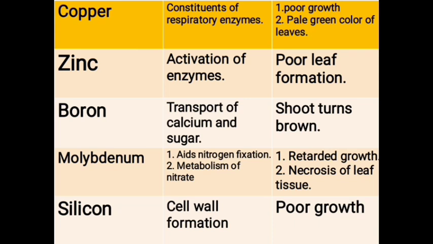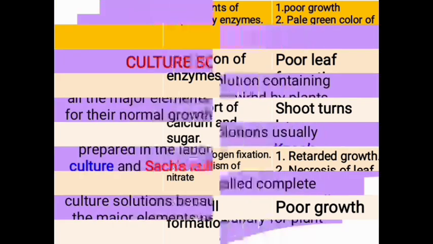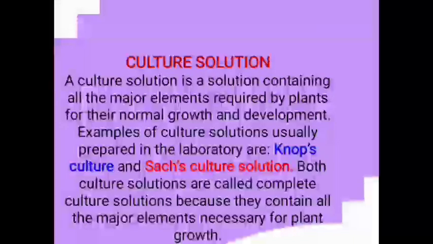Now we have silicon. It helps in cell wall formation. It leads to poor growth if there is deficiency. Okay, so that is it for functions and deficiencies in terms of these elements.